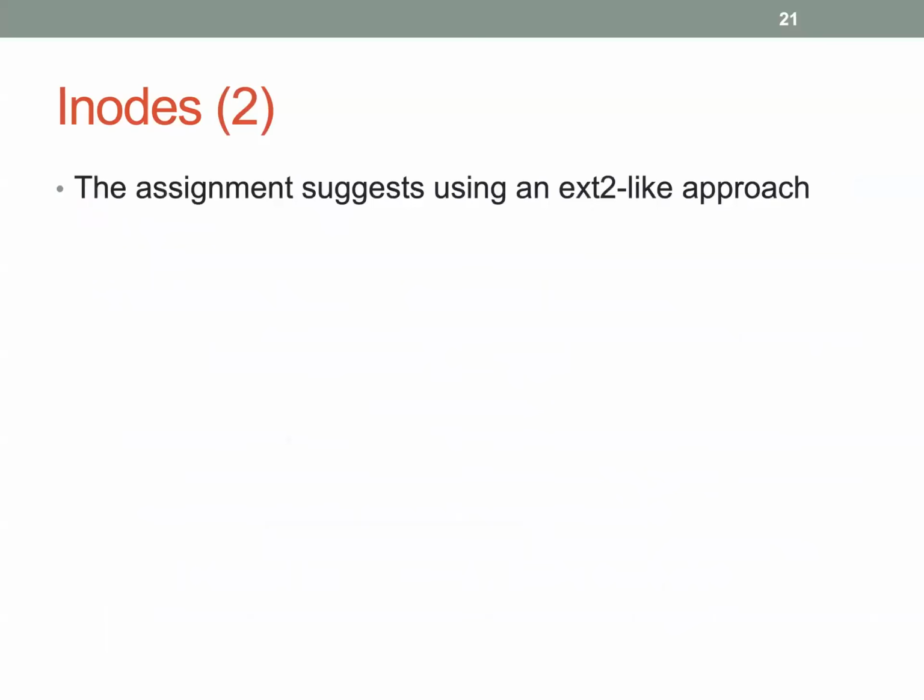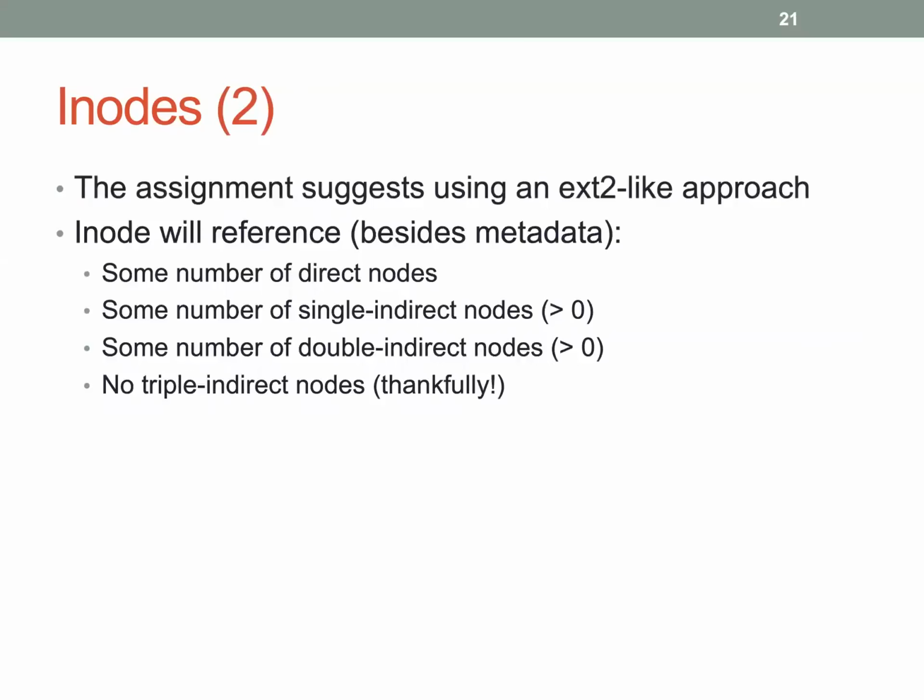Okay, let's see. Yeah, so the assignment suggests something like ext2. I want to mention that the Wikipedia article on ext2 is actually pretty good. It's got some good pictures to help you understand why the approach works the way it does and how it's laid out. So you'll understand what I mean when I say a multi-sector inode, because there's a root to it, but then there's portions of it that become a tree if a file gets too large.